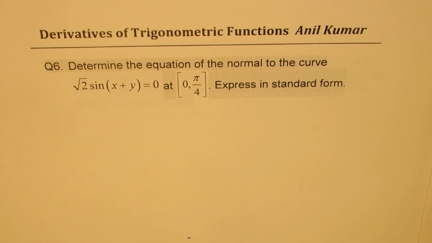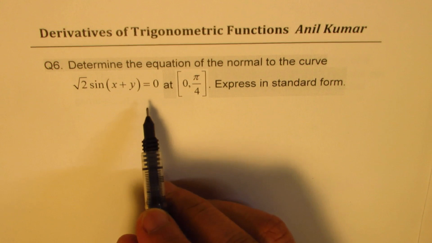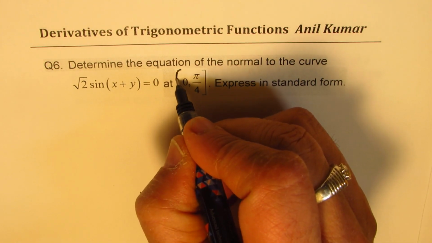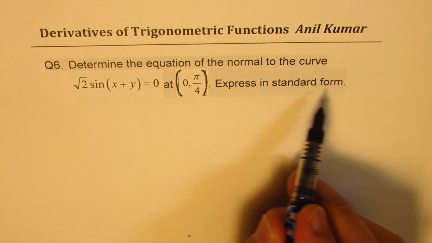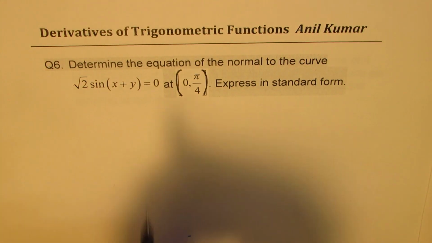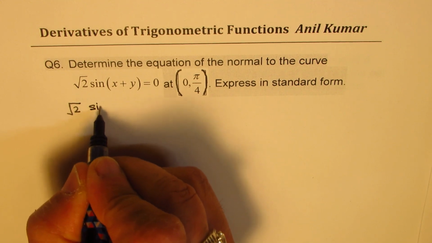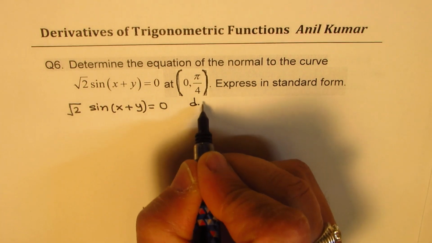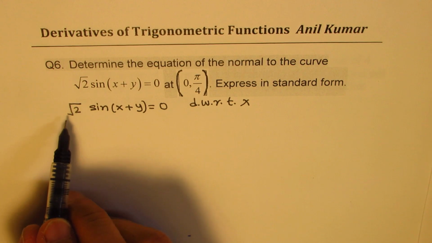Question number 6. Determine the equation of the normal to the curve square root 2 sin x plus y equals 0 at the point, so this is a coordinate point, right? At this point, expressed in standard form, the equation of a line, correct? So we are given the function, which is square root 2 sin x plus y equals 0. Now let's differentiate with respect to x on both sides, correct? So what do we get?